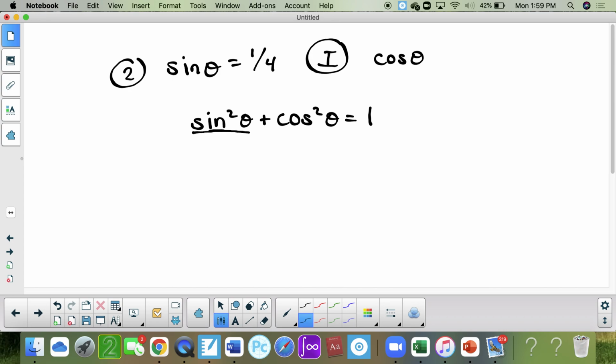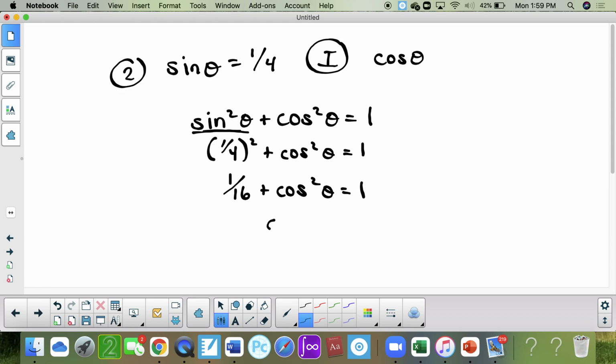And we know that the sine of theta is equal to 1/4, so you're going to take the 1/4 and square it, plus cosine squared theta equals 1. 1 times 1 is 1, and 4 times 4 is 16, plus cosine squared theta equals 1. So cosine squared theta is equal to 1 minus 1/16, because I brought the 1/16 over. 1 is the same thing as 16/16, which makes cosine squared theta equal to 15/16.